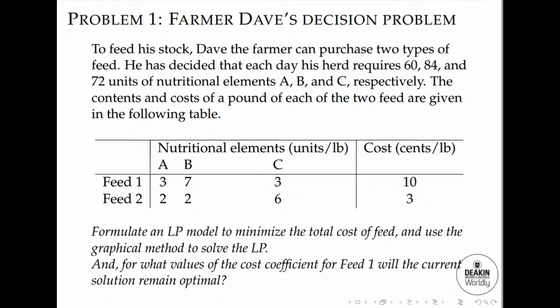To feed the stock, the farmer can purchase two types of feed. He has decided each day his herd requires 60, 84, and 72 units of nutritional elements A, B, and C respectively. The contents and costs of a pound of each of the two feeds are given in the following table, which details pretty much all the information you need. At the bottom, it says to formulate a linear programming model to minimize the total cost of feed and use the graphical method to solve the LP. The second question we'll ignore for this video for now.